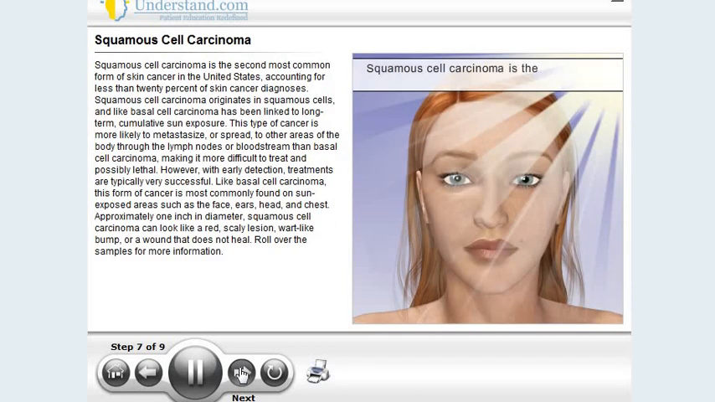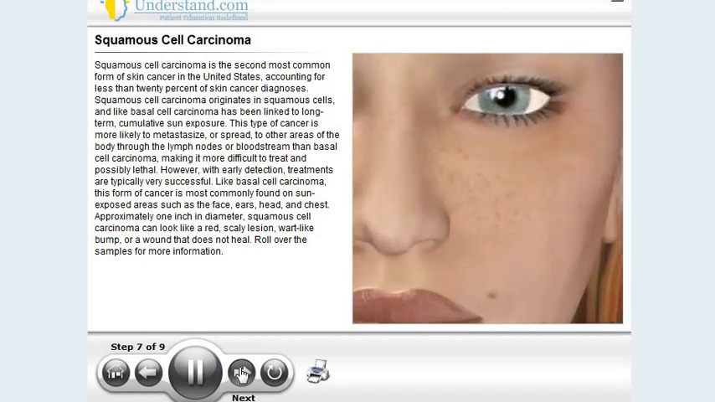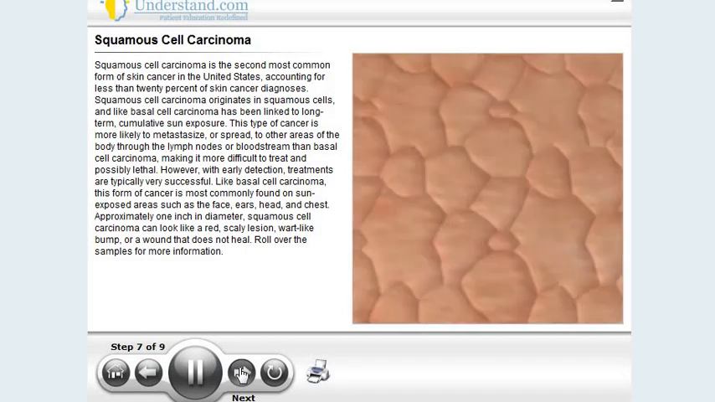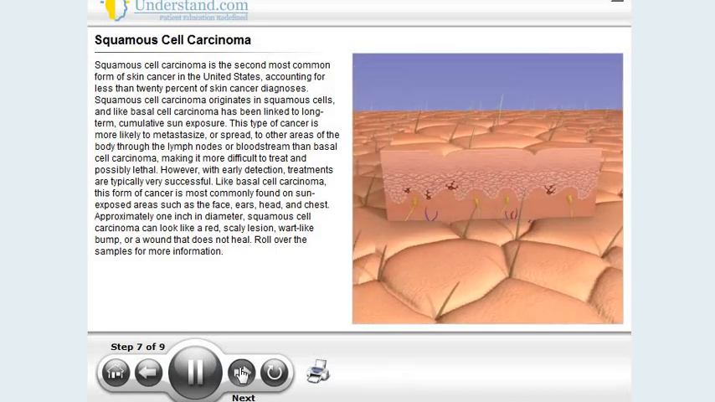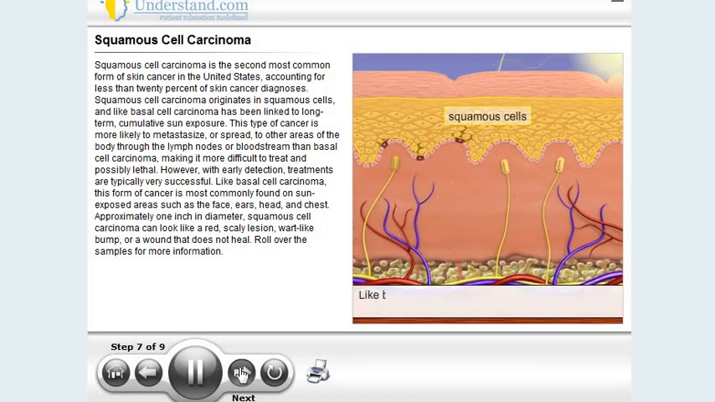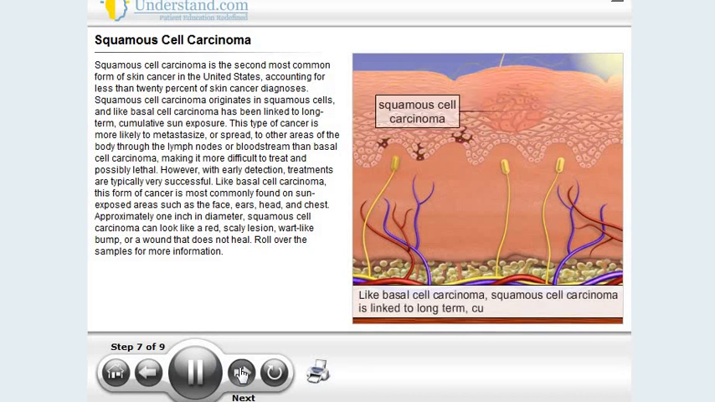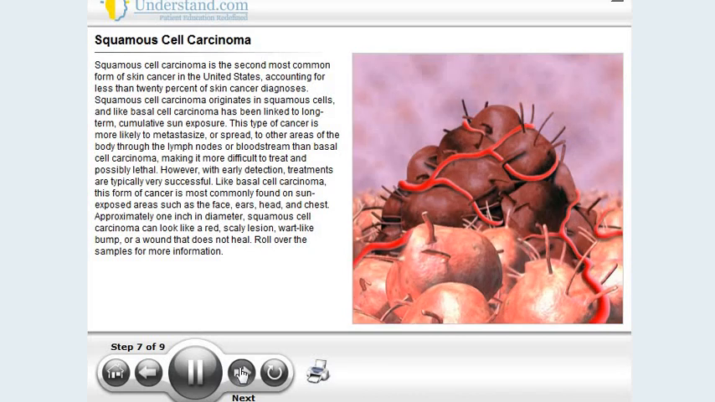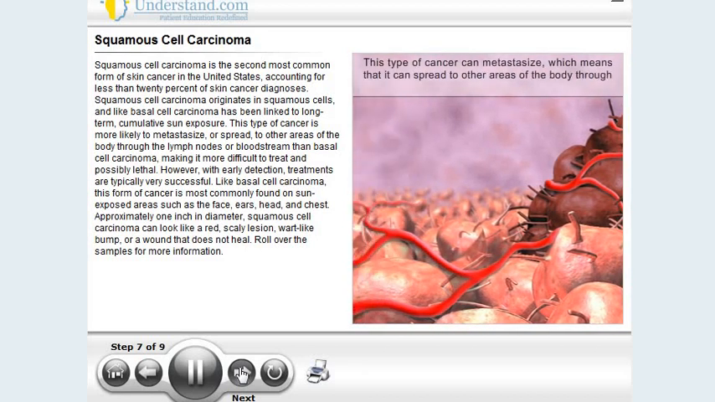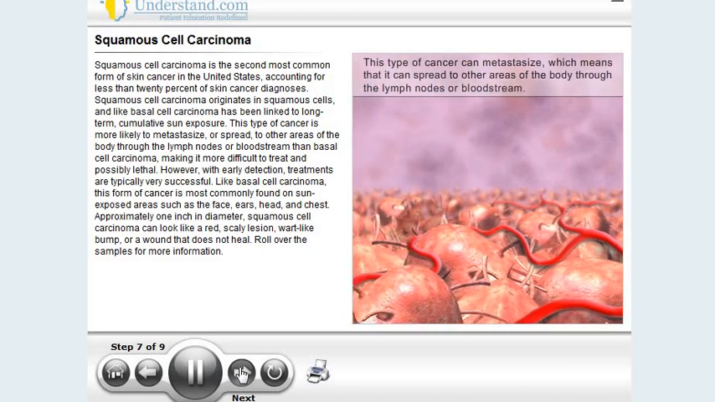Squamous cell carcinoma is the second most common form of skin cancer in the United States, accounting for less than 20% of skin cancer diagnoses. Squamous cell carcinoma originates in squamous cells, and like basal cell carcinoma, has been linked to long-term cumulative sun exposure. This type of cancer is more likely to metastasize, or spread to other areas of the body through the lymph nodes or bloodstream, than basal cell carcinoma, making it more difficult to treat and possibly lethal. However, with early detection, treatments are typically very successful.